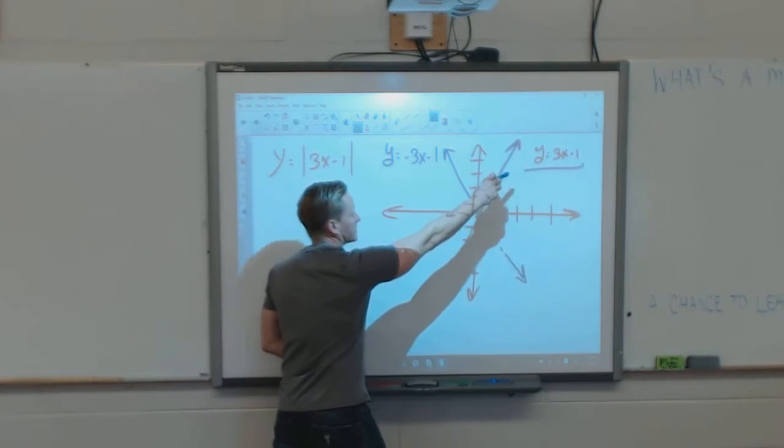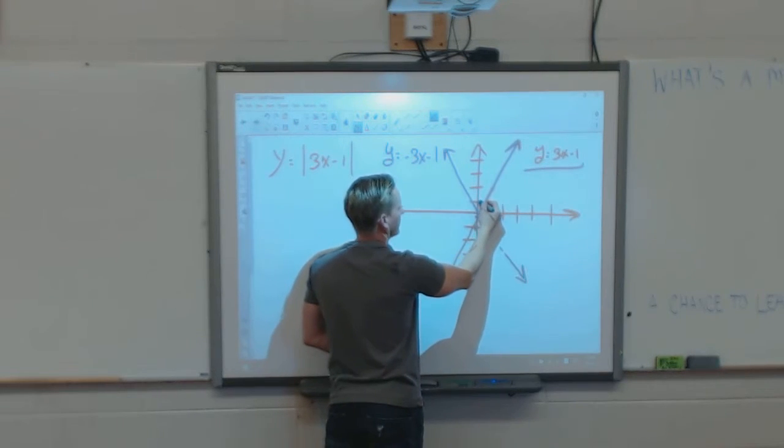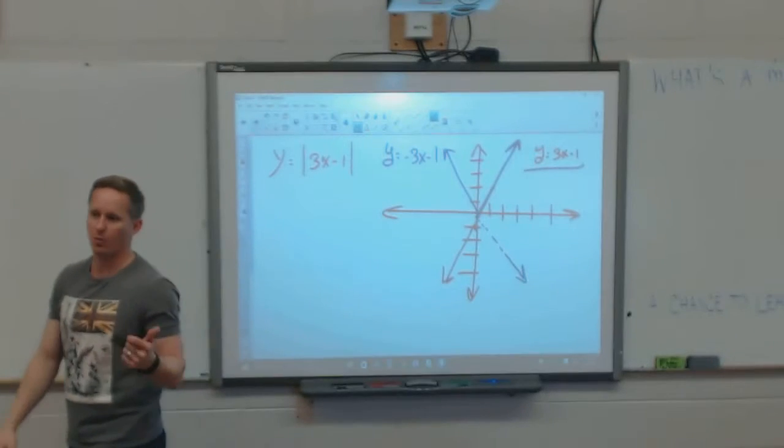When I graphed y equals 3x subtract 1, it started here. But the moment I reflected it up, it went through this point right here. It's a terrible drawing, I know. But that's where it goes through. So the y-intercept is 1.